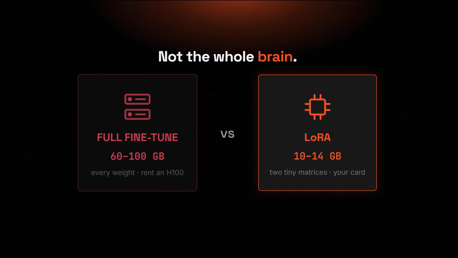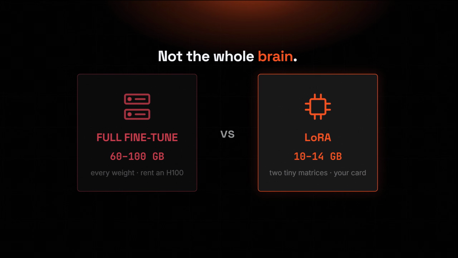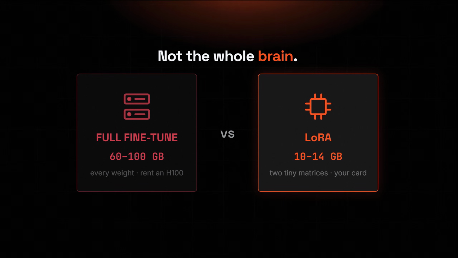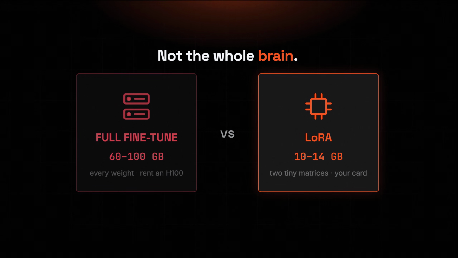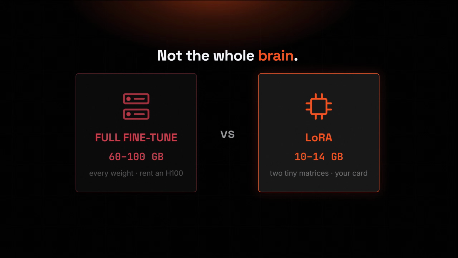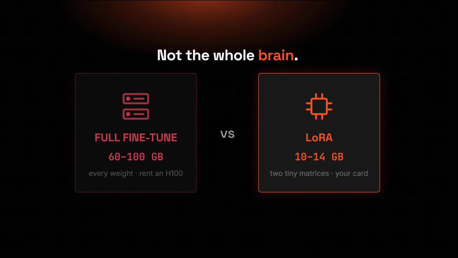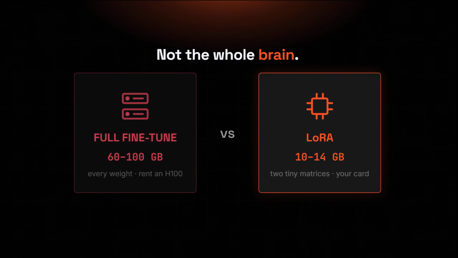And you are not retraining the whole brain to do it. Full fine-tuning rewrites every weight. That is the 60 to 100 gigabyte rent an H100 path. LoRA freezes the model and trains 2 tiny matrices bolted on the side. Same result for your purpose on hardware you can afford to own.